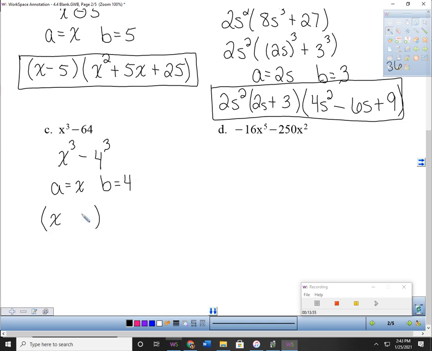And then what kind of sign am I going to have? A minus sign. So if you have your minus sign here, that means the other ones are pluses, right? So I'm going to square my A. That would be X squared plus, multiply the two together. That gives you 4X plus square the B, 16. Is there anything that multiplies to make 16 and adds to make 4? No. So you're done.